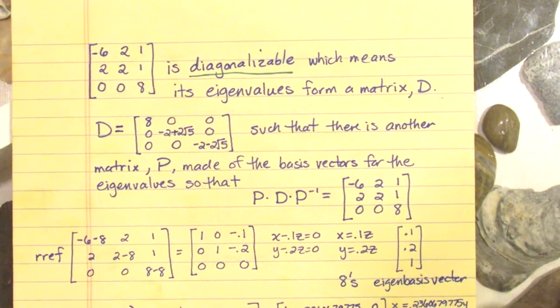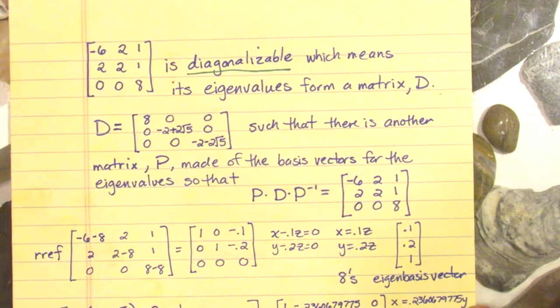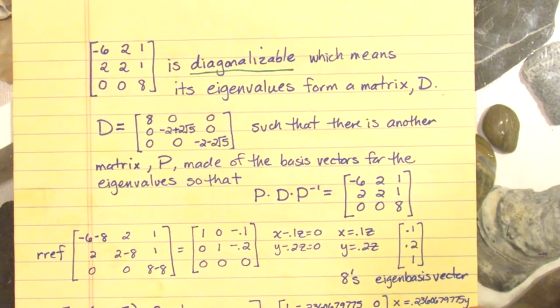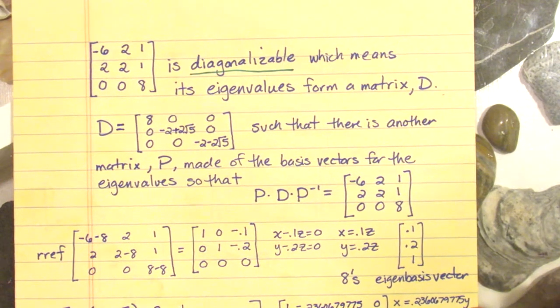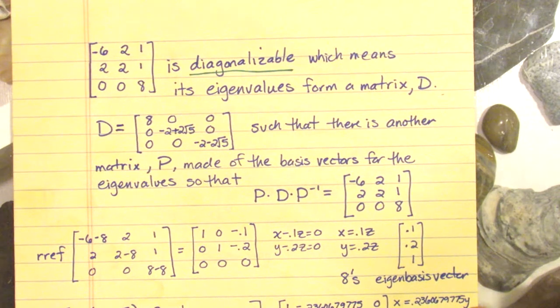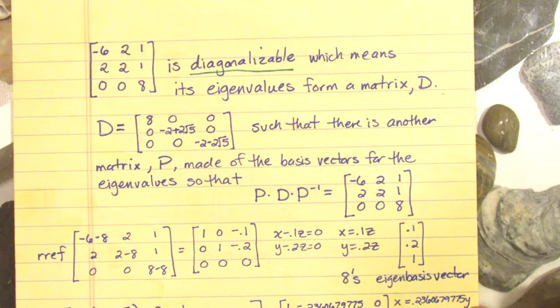In this episode of Remote Linear Algebra, we'll be talking about what it means for a matrix to be diagonalizable. Here we have a 3x3 matrix, and it is diagonalizable. Not all matrices are diagonalizable, but this one is. It means that its eigenvalues can form a matrix which we will call D.